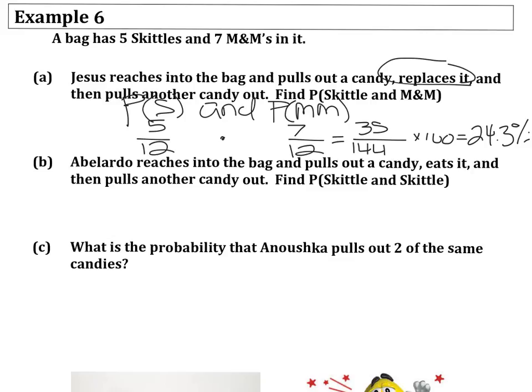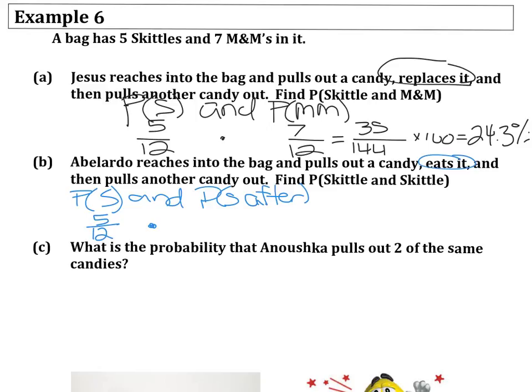Abelardo reaches into the bag. He pulls out a candy, but he decides to eat it instead of replacing it. So that's going to change your math here. We want to know what's the probability of Abelardo getting Skittles and then the probability of Skittles, and I would even say after. I would note that that is after the fact because that means one of them has already been taken, all right? So what's the probability of Skittles? Well, there were 5 Skittles to start out of the 12 candies in the bag. And means to multiply with probability. We're getting a smaller chance of this happening because we're listing more criteria to be met, okay?